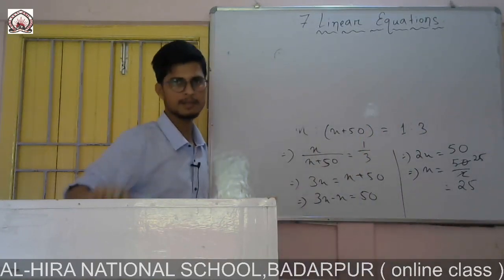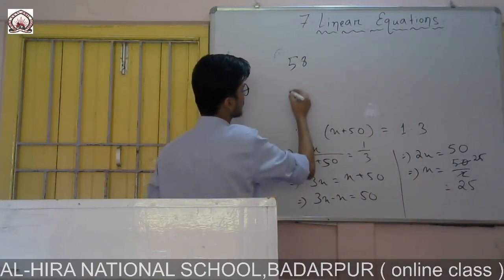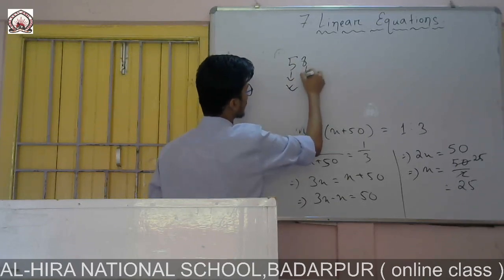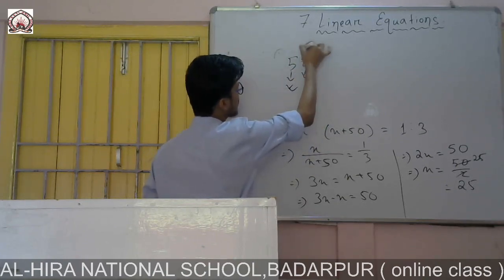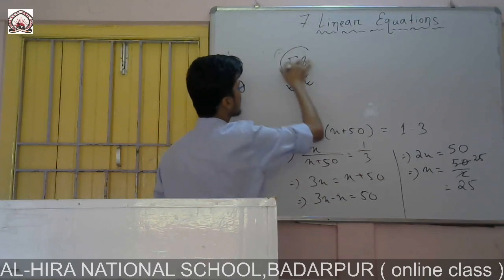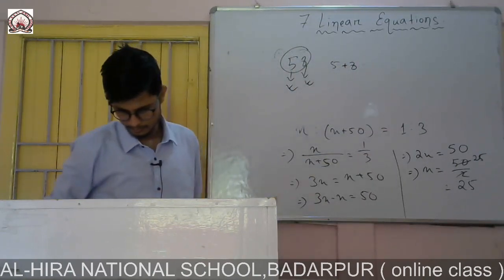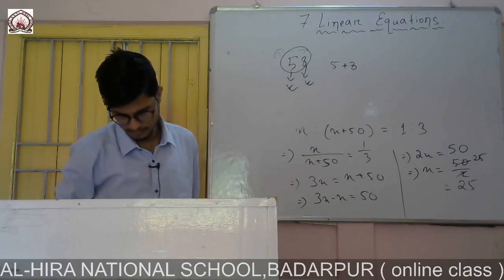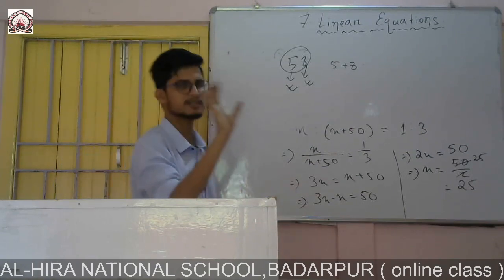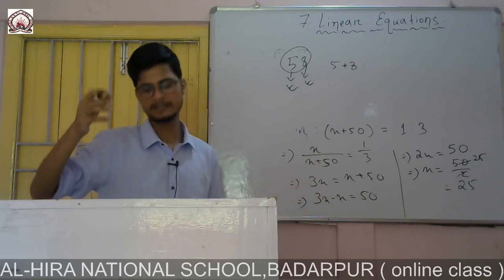So here you see it is said that the sum of the digits. Digit means, for example, if I write 58, then this is one digit, another one is this one. This one is in the tens place, this one is in the unit place, and it is said that if I add these two, I will get the sum of the digits, which is given as 7.